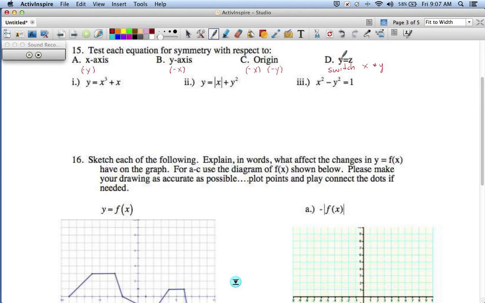And look at that, a little typo here. That should be the y equals x line. That should be correct on your papers and not on mine.